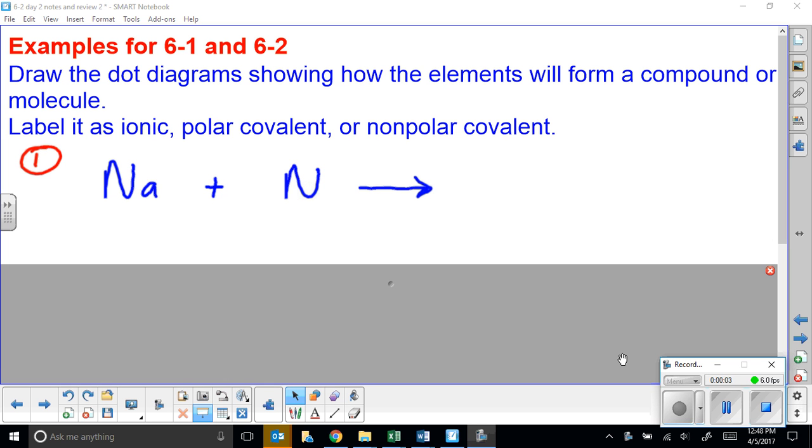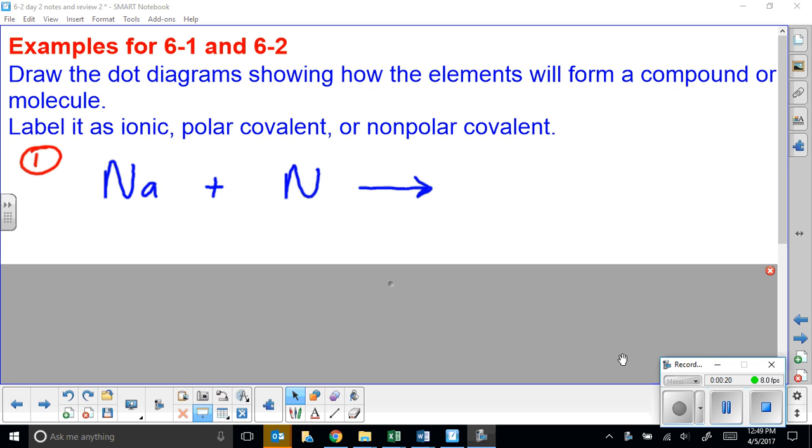All right, we're going to look at three examples for drawing dot diagrams for ionic, polar covalent, and nonpolar covalent molecules. You can use this as review or if you were gone the day that we did this in class. So let's take a look at the first one here.